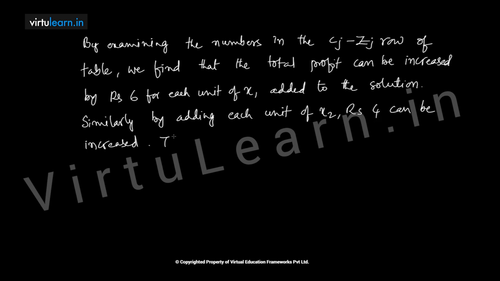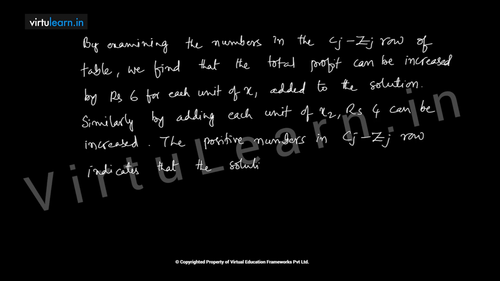So the positive numbers in the Cj minus Zj row, or that net evaluation row, indicate that the solution can be improved.